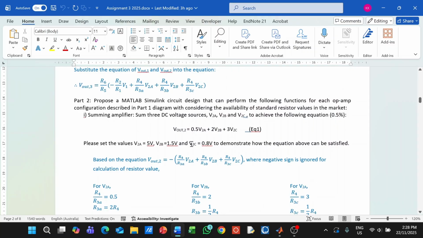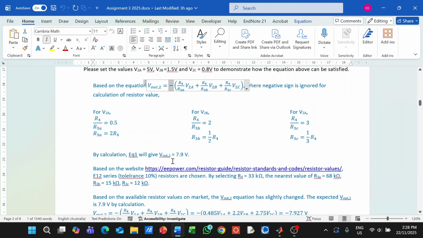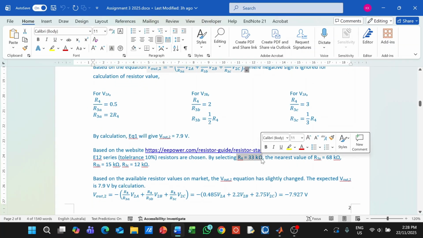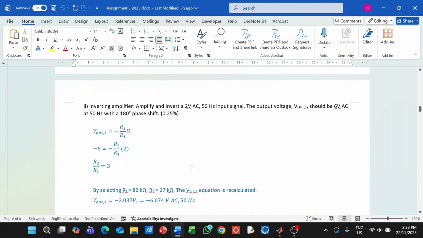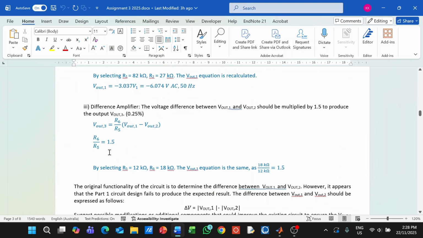So for Vout2, according to part 1, this is the Vout2 equation, and this is the expected equation for the circuit design. So to determine the resistor value, the negative sign here can be ignored. By selecting R4 to be 33 kilo ohm, the value of R3A, R3B, and R3C can be determined by the ratio. And this is the nearest value selected. Based on a similar approach, the values of R1 and R2 and also R5, R6 are determined.